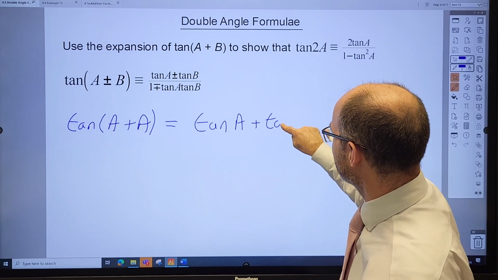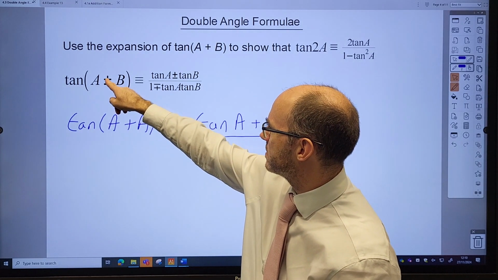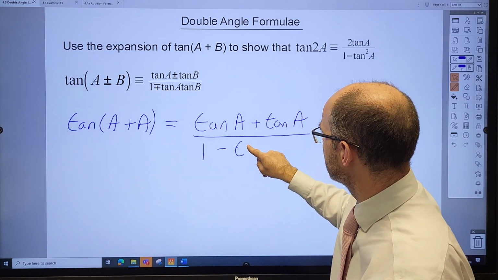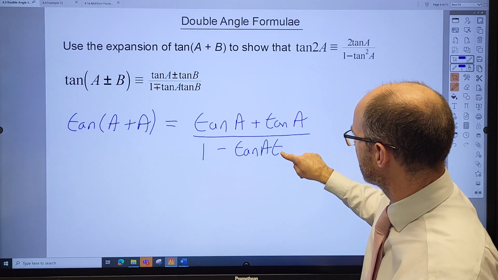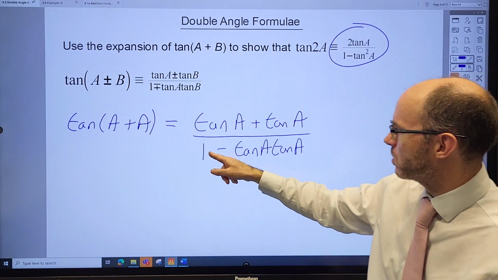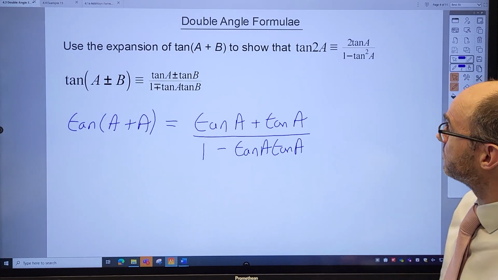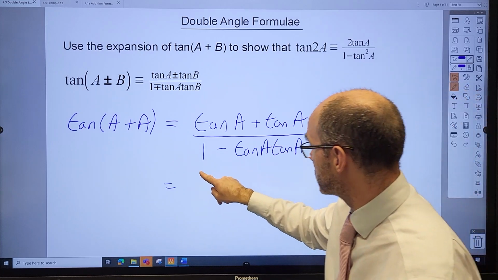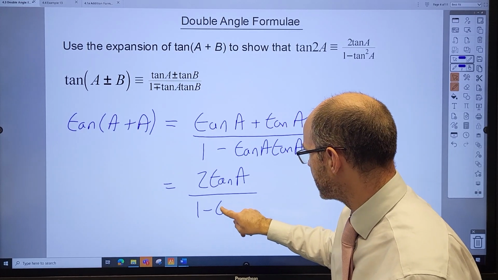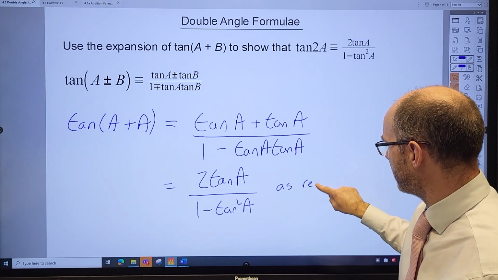Plus, and again, tan A, and then over 1, and then just don't forget when it's plus there, it's going to be minus there. So 1 minus tan A tan A. Always have an eye on what you're trying to get as well. We're trying to get that. And it wouldn't do if we had 1 plus tan A tan A, would it? Because we need 1 minus tan squared A there. And so we've got tan A plus tan A is 2 tan A, and over 1 minus tan squared A, which is the result we want, as required.